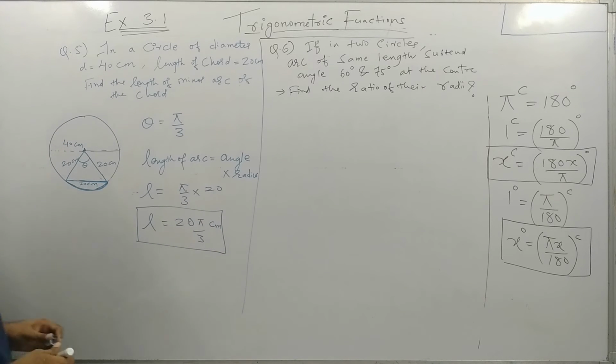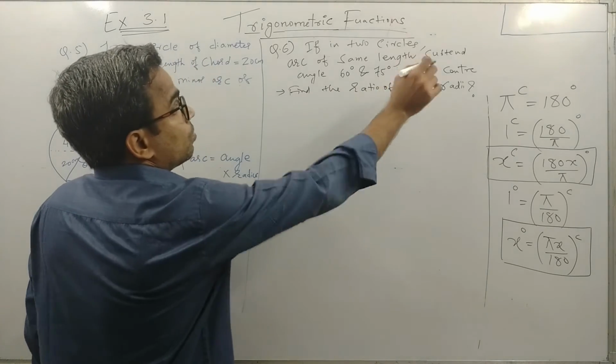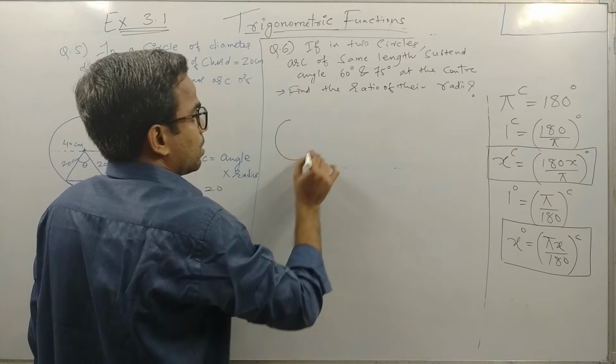Fine. Now we'll see the sixth one. So what they have given in the sixth one is, there are two circles, right? So there are two circles.